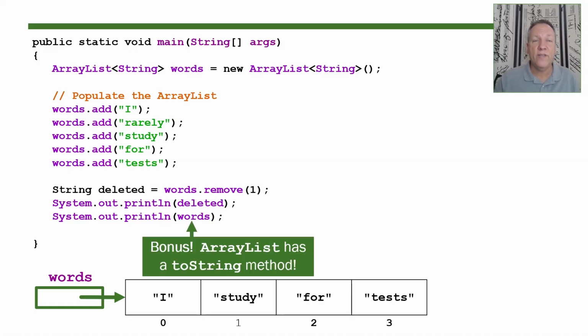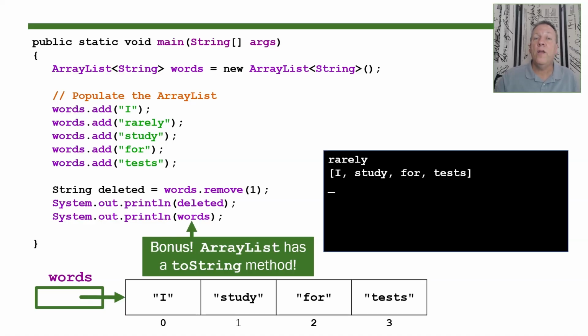So bonus here, this is not on the Java quick reference, not tested on the AP exam, but ArrayList does have a toString method. So we can print out the contents of the ArrayList all at once just by putting the ArrayList variable into a print line statement. So here, when I run this code, I get the word rarely, and then I get the way that the ArrayList class formats its toString method by using brackets and commas in between the elements. So then it says, I study for tests because that is now the contents of my ArrayList.